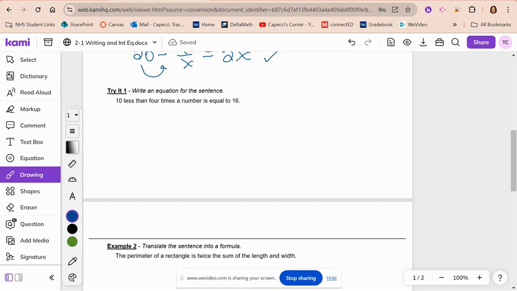Let's look at the next one. 10 less than 4 times a number. So 10 less than 4 times a number is equal to 16.